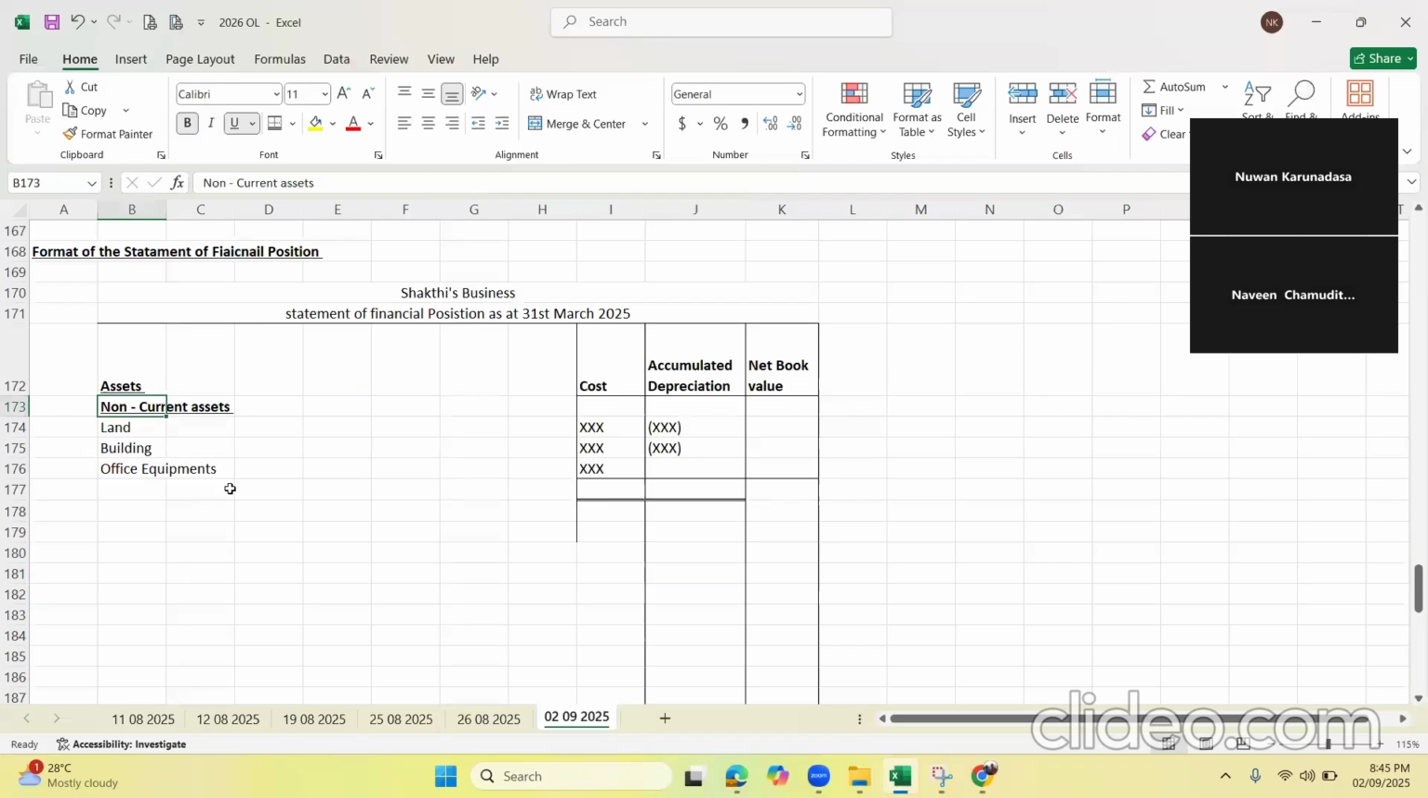So this is the general format, right? So the assets we have classified into two. So one is the non-current assets. Here you take the cost, accumulated depreciation. You deduct the accumulated depreciation. Then you get the net book value, right? I will explain the net book value later on. So what is meant by net book value? You take the cost, then accumulated depreciation and the net book value. Here you get the cost total, then you get the accumulated depreciation total and the net book value total.